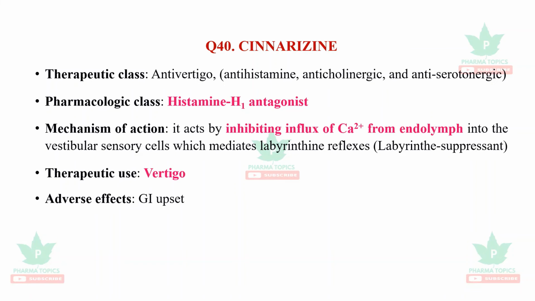It inhibits the influx of calcium from the endolymph, that's the ears, into the vestibular sensory cells that mediate the labyrinth reflexes. Actually, it's a labyrinth suppressant. It's used in treatment of vertigo. Adverse effects, it may cause GI upset.